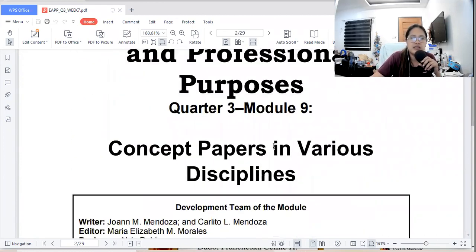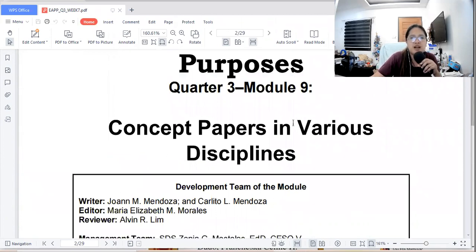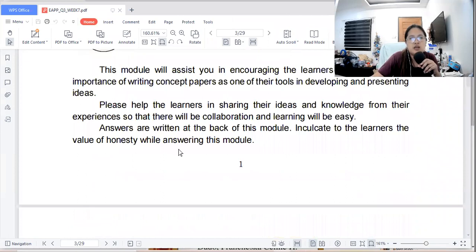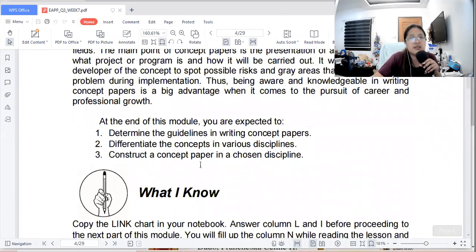So let's start. Concept papers in various disciplines. At the end of this module, you are expected to determine the guidelines in writing concept papers, differentiate the concepts in various disciplines, and construct a concept paper in a chosen discipline.